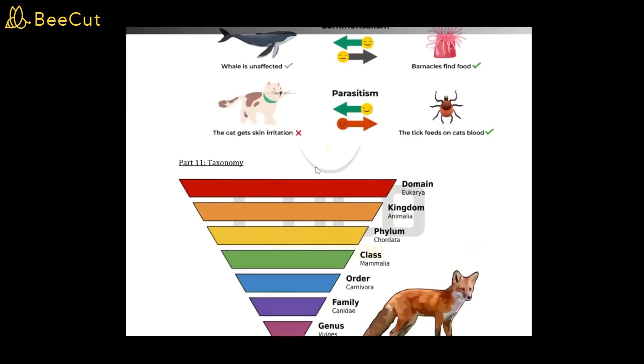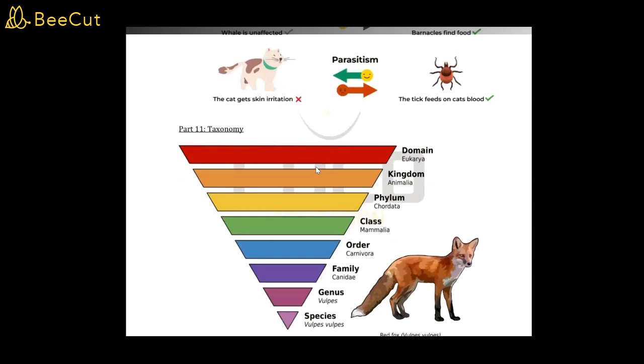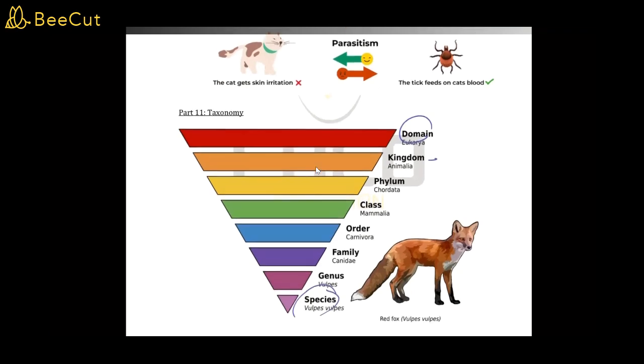Lastly, we explore taxonomy, which explains how living organisms are classified and categorized into different groups. As you can see, starting from domain, kingdom, and all the way down to the most specific type of organism we call species. This helps us to identify, classify, and group the organisms into different categories so that we can study them more easily.